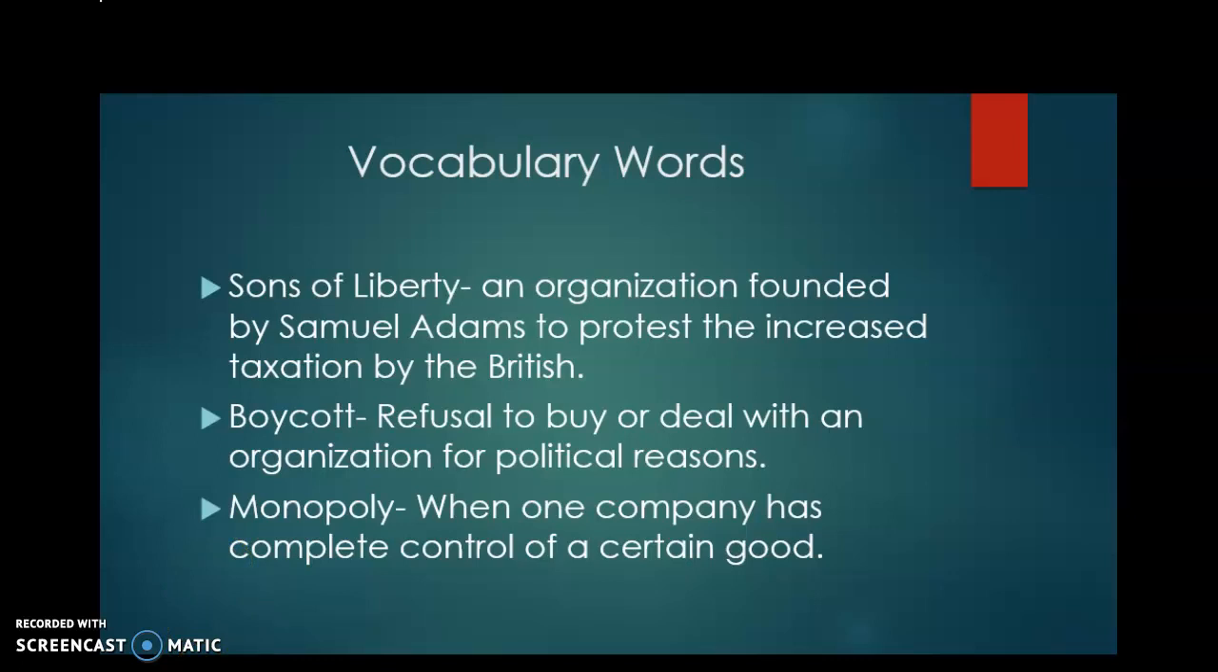So we also have the word boycott, which is the refusal to buy or deal with an organization for political reasons. So if you don't like where an organization is putting their money, you can boycott them. You can refuse to buy their goods.